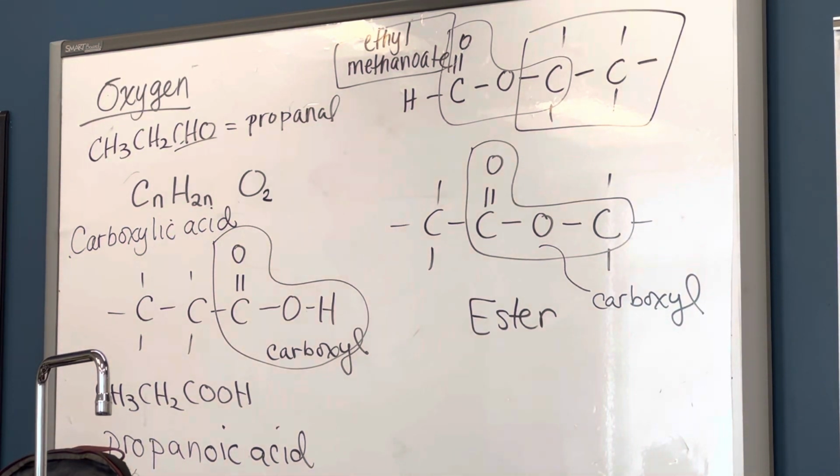So look for that single bonded O. Attached to it is an ethyl group, so ethyl is the first thing I write down. Then I look at the carbon with the double bond. I see how long its chain is. 1, so it's methanoate.